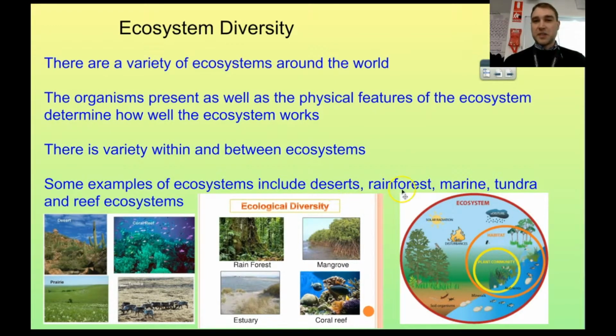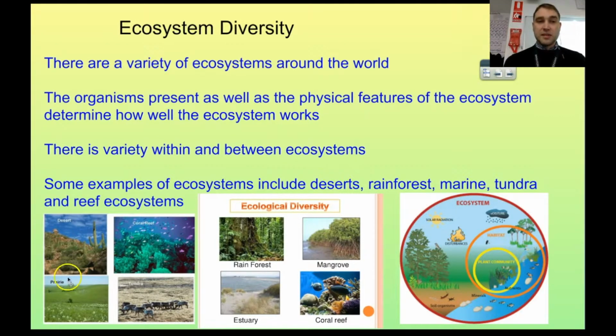But we kind of classify them into these groups. So we've got deserts, rainforests, marine, tundra, and reef ecosystems. These are just a small list. So here we have desert over here. Rainforests are very common over the world, particularly in the tropical areas. Marine, that's all the ocean. Tundra is where it's cold. You get frozen land. And reef ecosystems are associated with the tropics as well. We're very famous in Australia for the Great Barrier Reef, but there are reefs over the world.